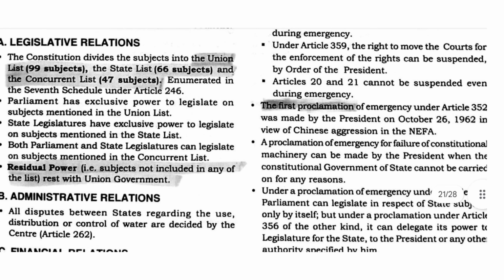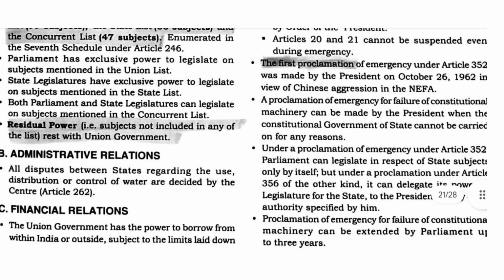Legislative relations. The Constitution divides the subjects into the Union list, state list, and concurrent list enumerated in the 7th Schedule under Article 246. Parliament has exclusive power to legislate on the subjects mentioned in the Union list. State legislatures have exclusive power to legislate on subjects mentioned in the state list. Both Parliament and state legislatures can legislate on the subjects mentioned in the concurrent list. Residual power rests with the union government.